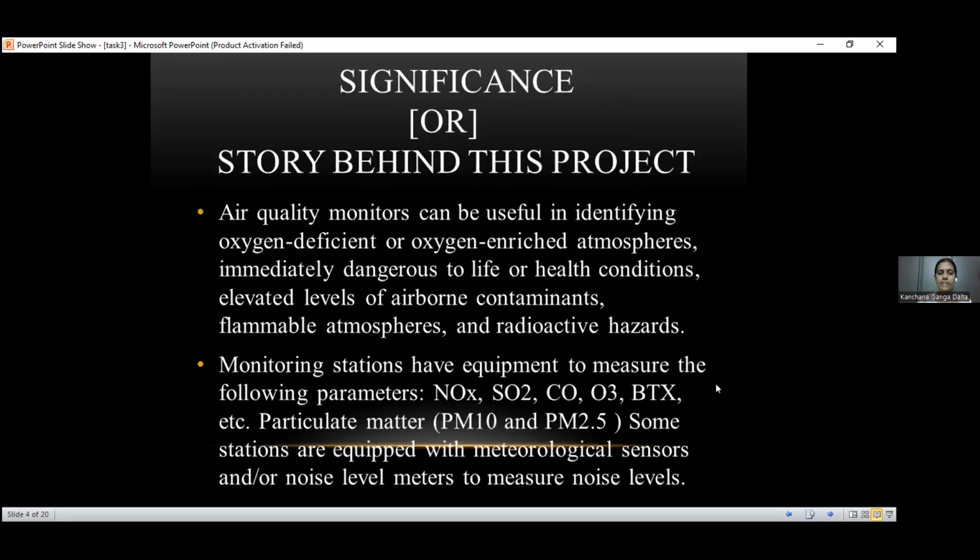So coming to the significance, actually what is the story behind this project, why we have to do this project, and why the air quality monitoring system is required. Firstly, we all have to keep in mind that the health conditions of people are utmost important, especially for those who live near factories or industrial areas, or who work in industry. Also, there are many kinds of air pollutants such as oxygen deficiency or oxygen enrichment. For those, we all have to be careful and particular about the air pollutants which are present around us.